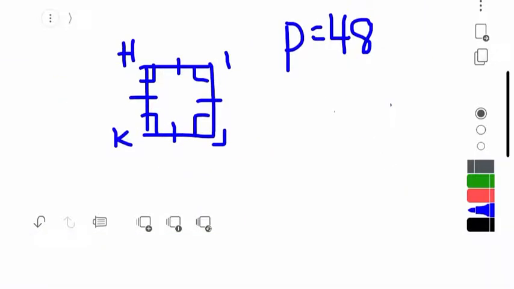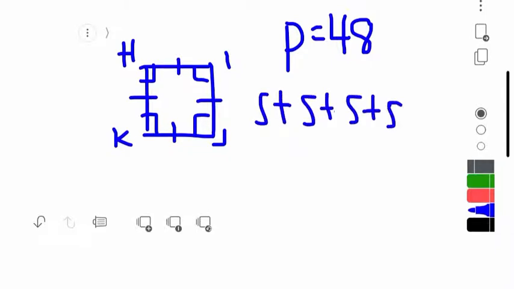So here we have another example, but in this case it's a square, and we have the perimeter. So what we're going to do here is try to find the sides. Since this figure is a square, we know that all the sides are equal, and side plus side plus side plus side gives us perimeter.